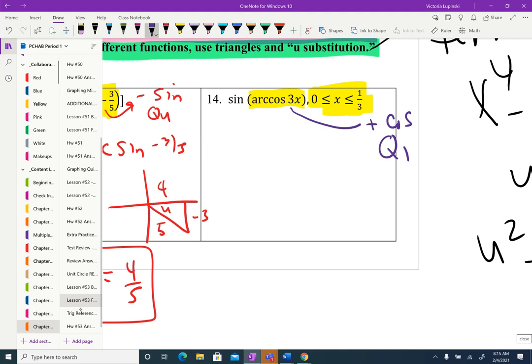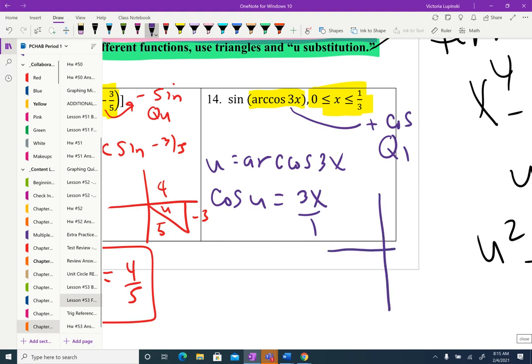You're going to let U be equal to whatever the yellow is. To get rid of an arc cosine, you're going to take the cosine of both sides. Oops, sorry, I lost my 3. You're going to remind yourself that 3x is really 3x over 1. So you're going to draw a triangle in quadrant 1. Here's your U. A cosine is an adjacent over a hypotenuse.